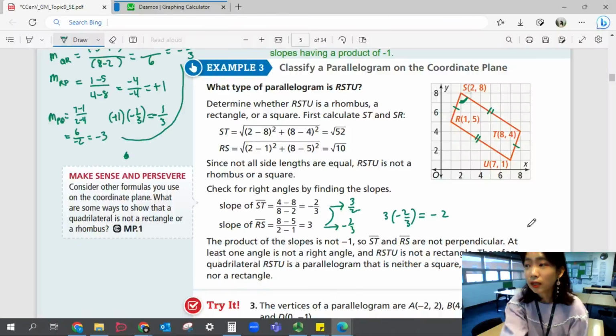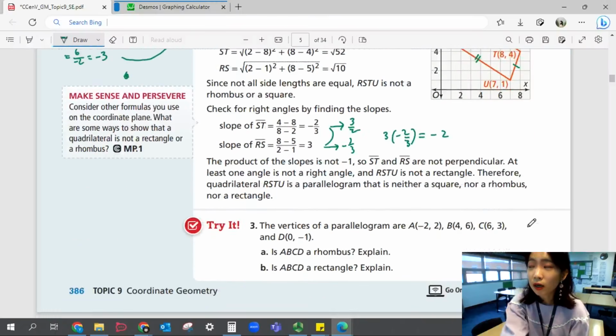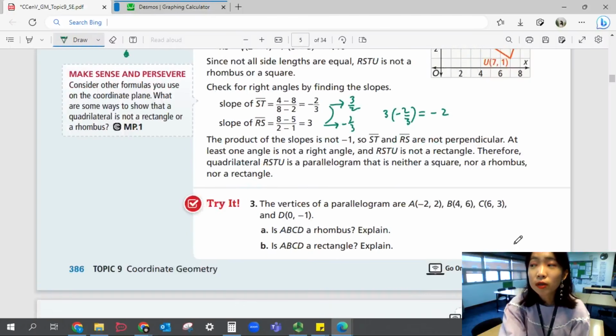So let's look at try number 3. The vertices of a parallelogram are A(negative 2, 2), B(4, 6), C(6, 3), and D(0, negative 1). So now we want to check if ABCD is a rhombus or a rectangle. And if it's both a rhombus and a rectangle, we know it's a square. But let's see if it is any of them. Okay? So pause the video and see if you can solve it by yourself using the distance formula and the slope equation, and come back when you're ready for answers.